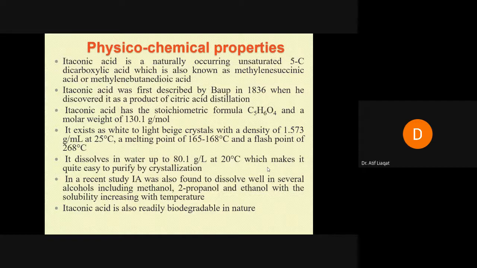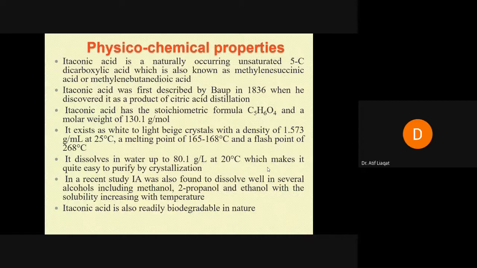It exists as a white to light baked crystals with a density of 1.573 gram per ml at 25 degrees Celsius, a melting point of 165 to 168 degrees Celsius, and a flash point of 268 degrees Celsius. Baked crystals mean this is of a particular color.